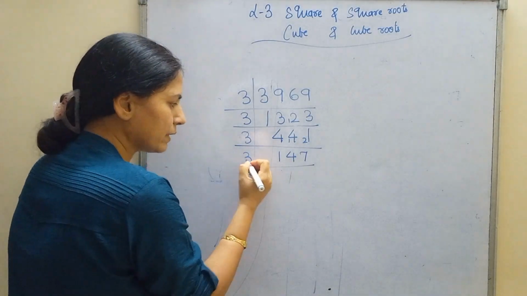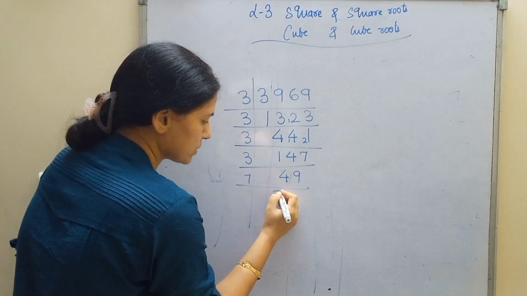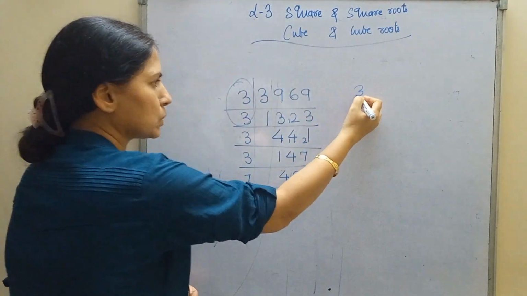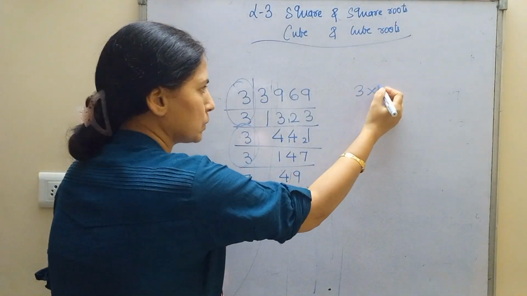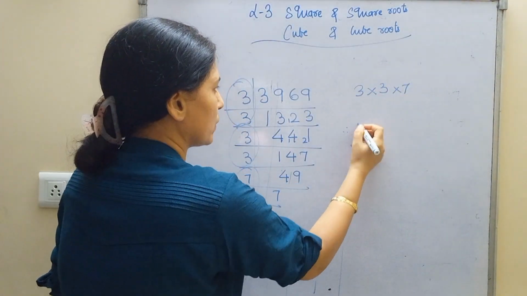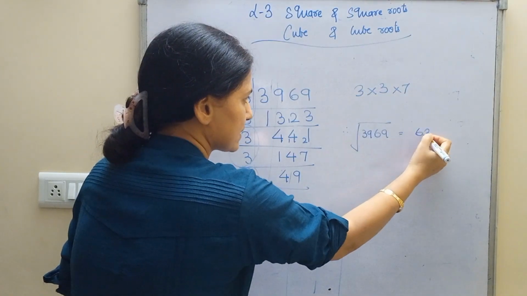Again we can divide it by 3. 3 4s are 12, 3 9s are 27. Now the last number is 7. So see, a pair of 3, put 1 3, a pair of 3, put 1 3, a pair of 7, put 1 7. Therefore, your square root of 3969 is 63.